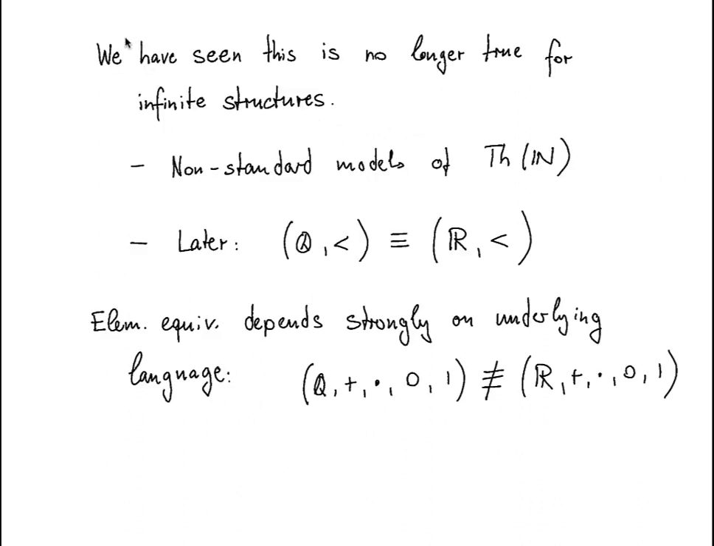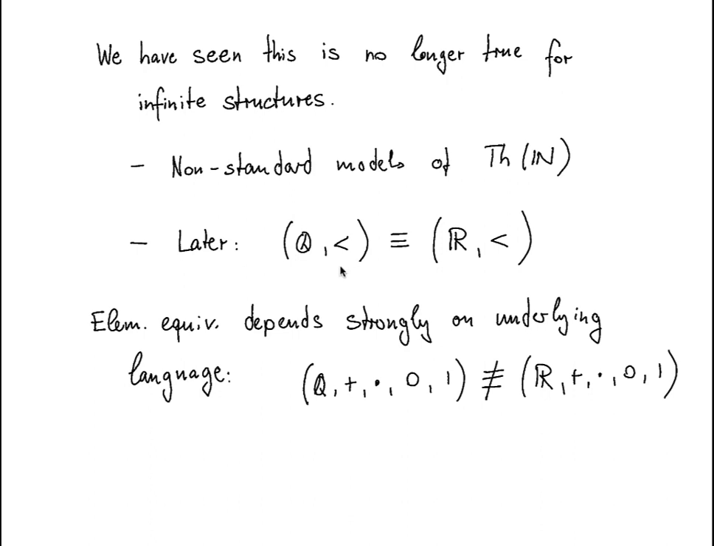We've already seen that this equivalence between isomorphism and elementary equivalence is no longer true for infinite structures. So for example, we've constructed, using the compactness theorem, non-standard models of the theory of the natural numbers in the language of arithmetic. And these models are clearly elementary equivalent to the natural numbers because they have the same theory. But they are not isomorphic.